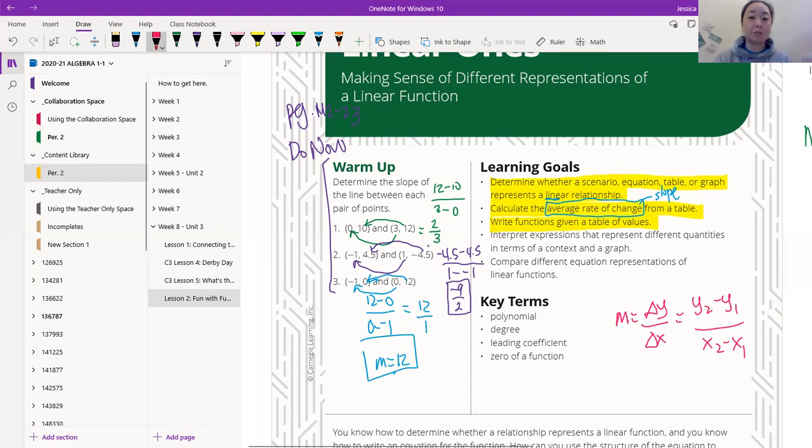So our slope here is 2/3, which basically means for every 2 I go up, I'm going 3 across. 2 up, 3 across. When I say across, I mean to the right. All right, and then same thing here.